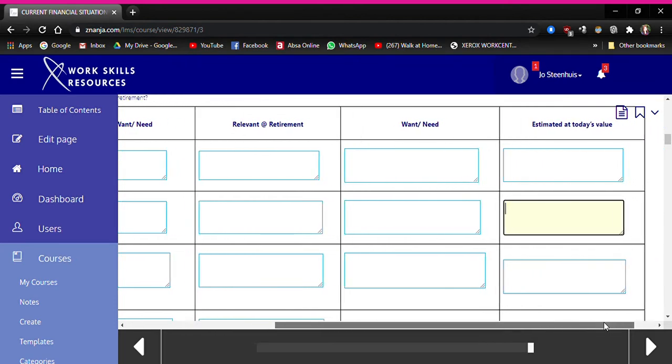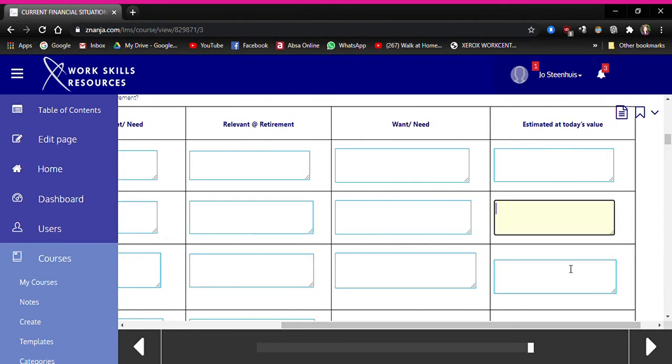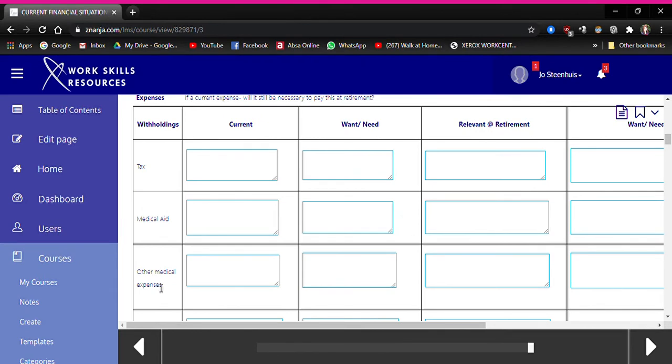And what would be the estimation if I now pay 3,000 Rand for 2 people? What do you think you would pay at retirement, estimated at today's value? Now, if you continue, we're looking at other medical expenses. If you say I don't have that, then that's fine. You just put in a not applicable in that column.